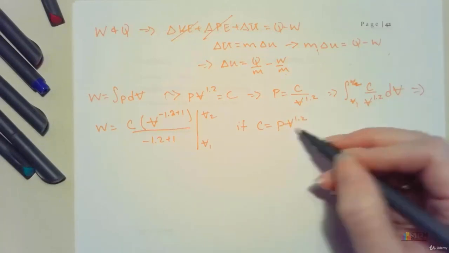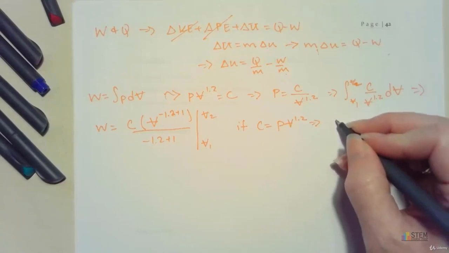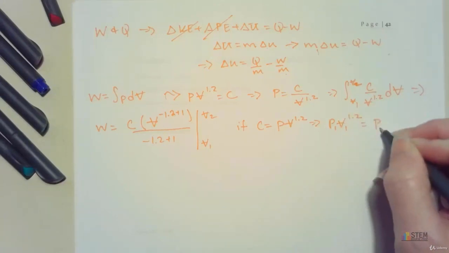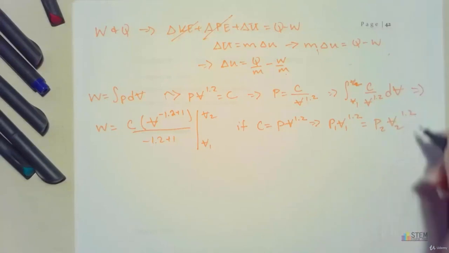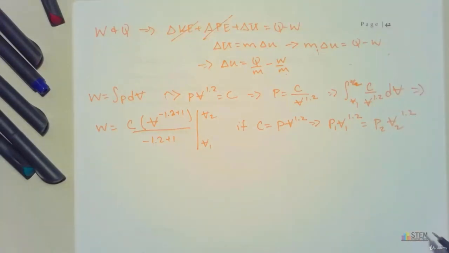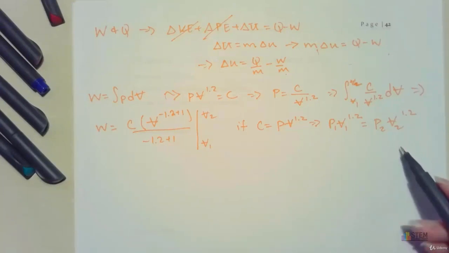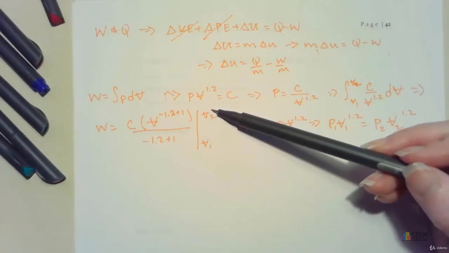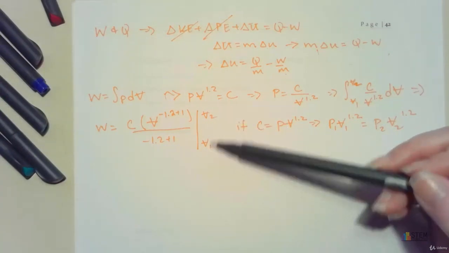So essentially at each state, we could say P1 times V1 to the power of 1.2 is equal to P2 V2 to the power of 1.2. Okay, so we'll use these relationships here. Notice when we're integrating, doing our limits here, we have state 2 properties and we have state 1 properties.